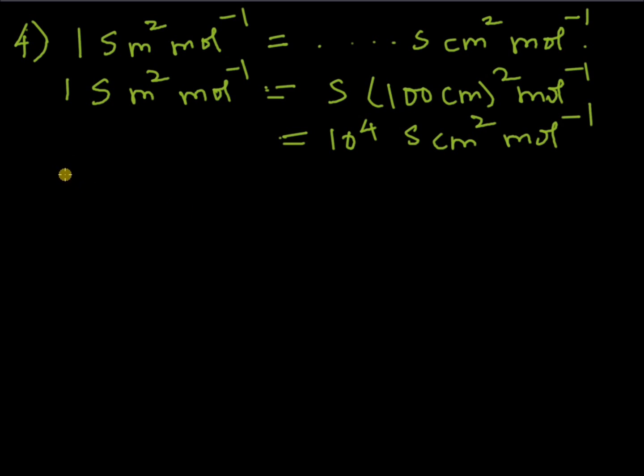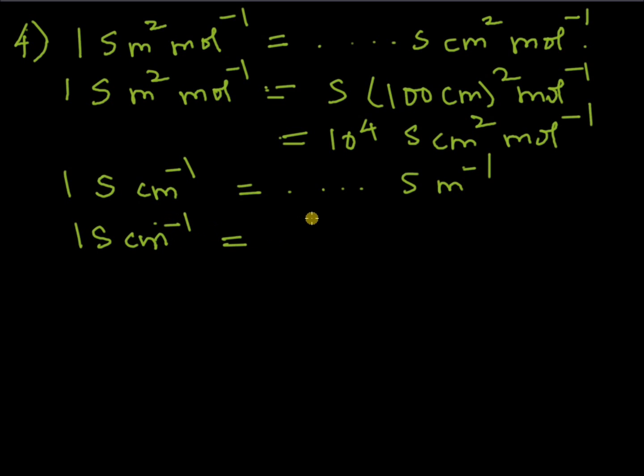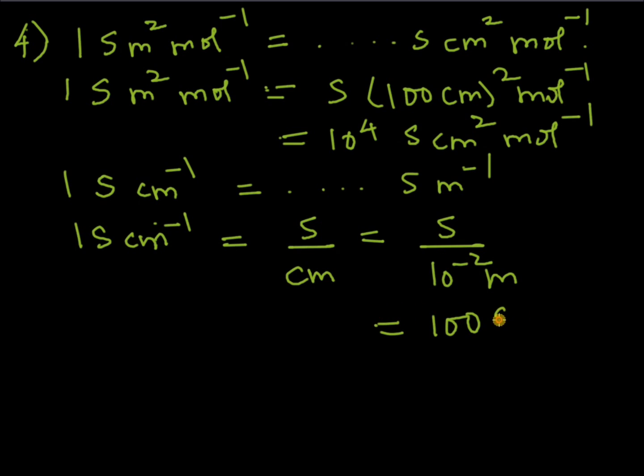The second one is, you are asked to find out 1 Siemens centimeter inverse is equal to how many Siemens meter inverse. I will write this as 1 Siemens centimeter square centimeter inverse is equal to Siemens by centimeter, isn't it? So we can write it as Siemens by 10 to the power minus 2 meter. So it becomes 100 Siemens meter inverse. That's all it is, very simple.